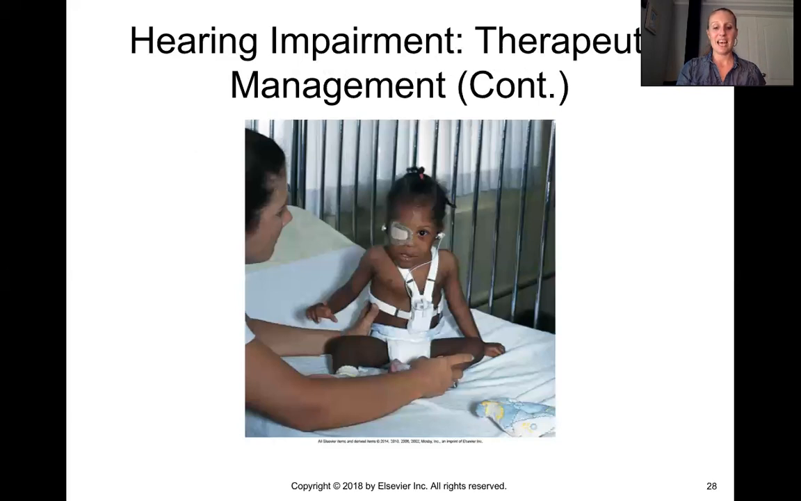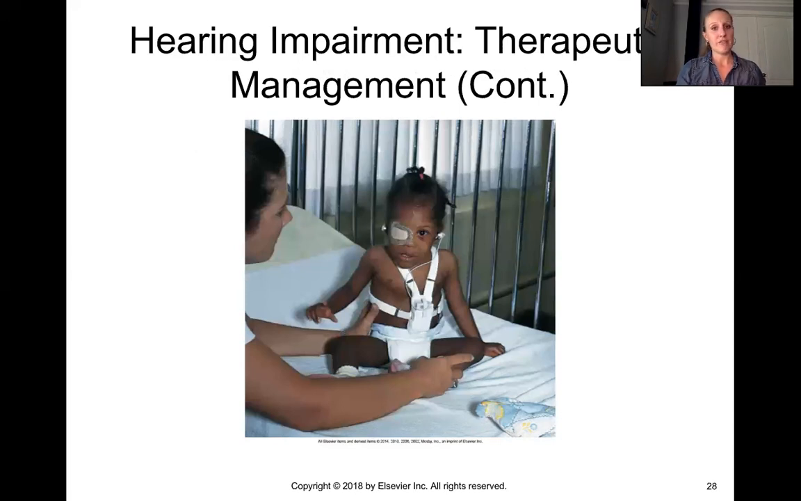So you can see, this is a little girl. She has an eye patch, and she has some hearing aids in. So we really want to identify the hearing loss as early as possible, especially if it is something that is present at birth, then we can intervene that much sooner.